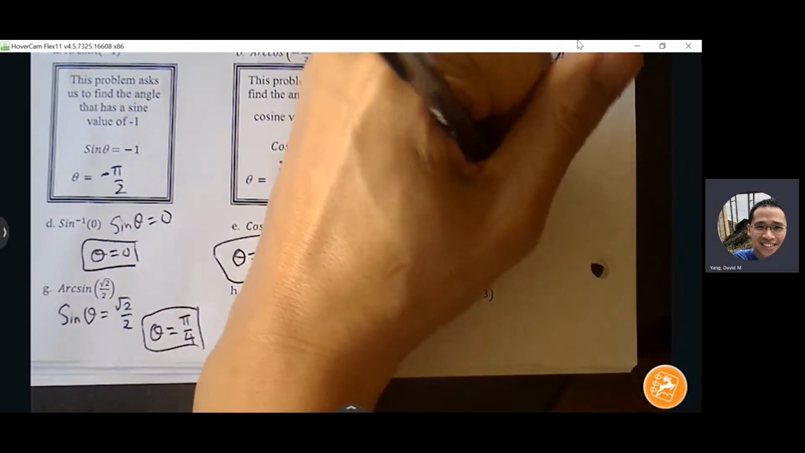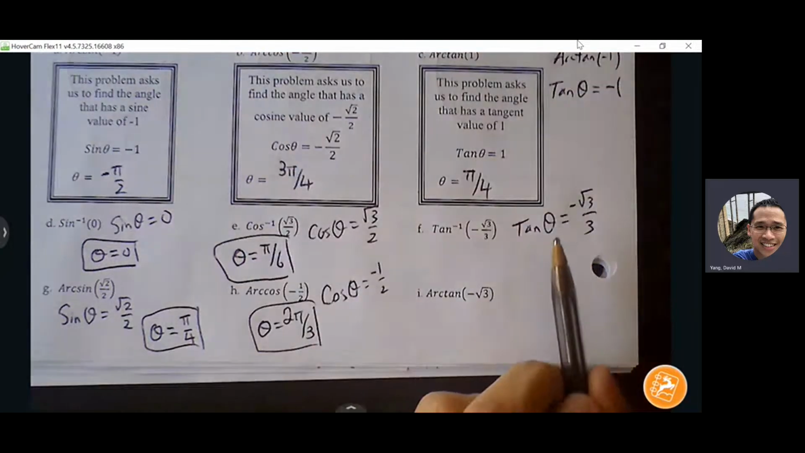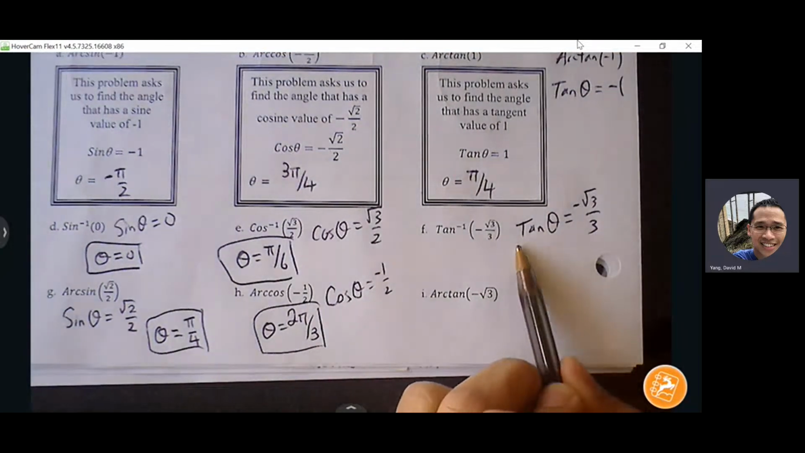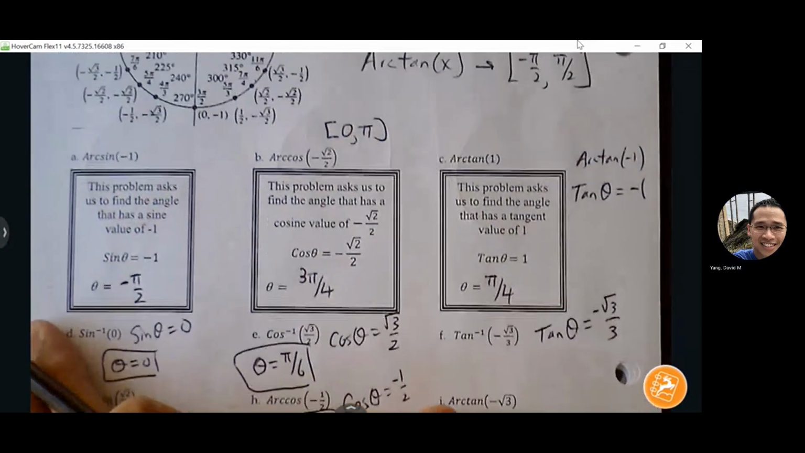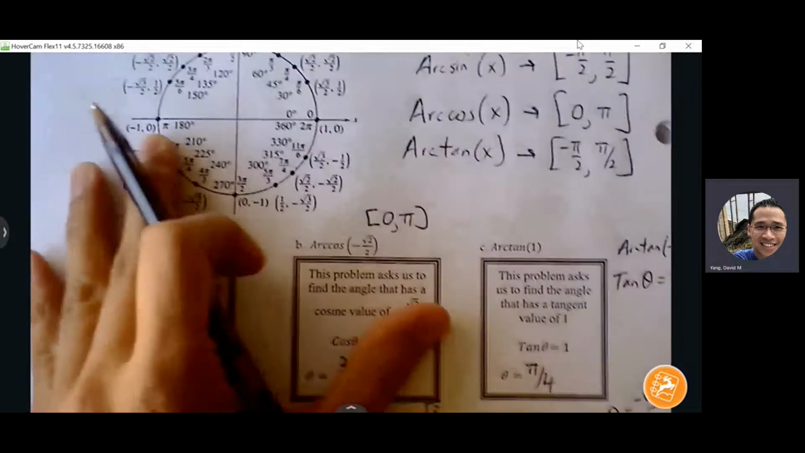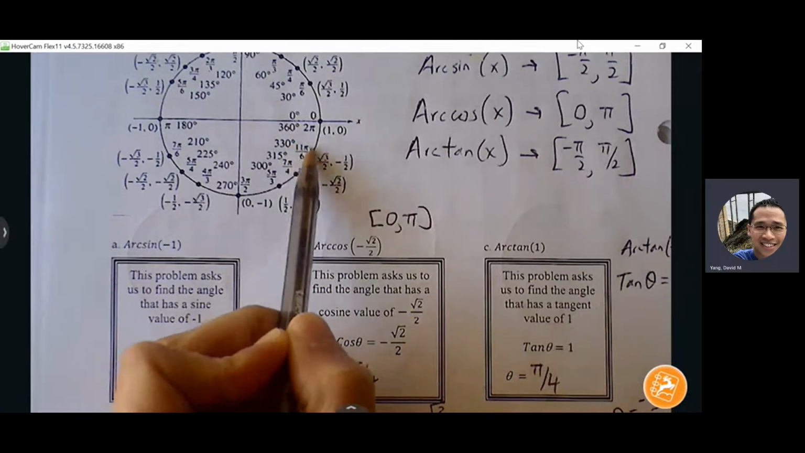All right, where is tangent of theta equal to negative root 3 over 3? We see negative, we see uppercase T, we see principal values. Where are we going to look? We're looking at the fourth quadrant, right? So fourth quadrant is y over x. Negative 1 over root 3 is the same thing as negative root 3 over 3. It's 11 pi over 6, but we have to make an adjustment. That adjustment is negative pi over 6.